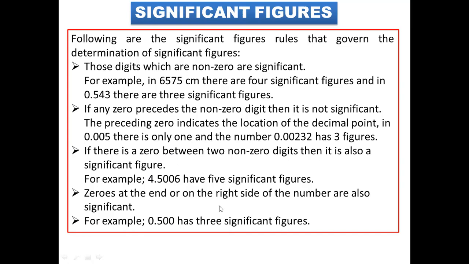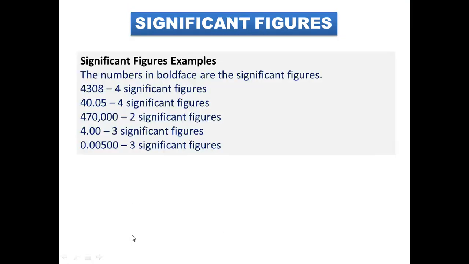Zeros at the end, or on the right side of the number, are also significant. So here is the example 500 with 3 significant figures. You can see the significant figure examples here. We already discussed 4 significant figures. So 2 plus 2, 4. 1, 2, 3, 4, 5.